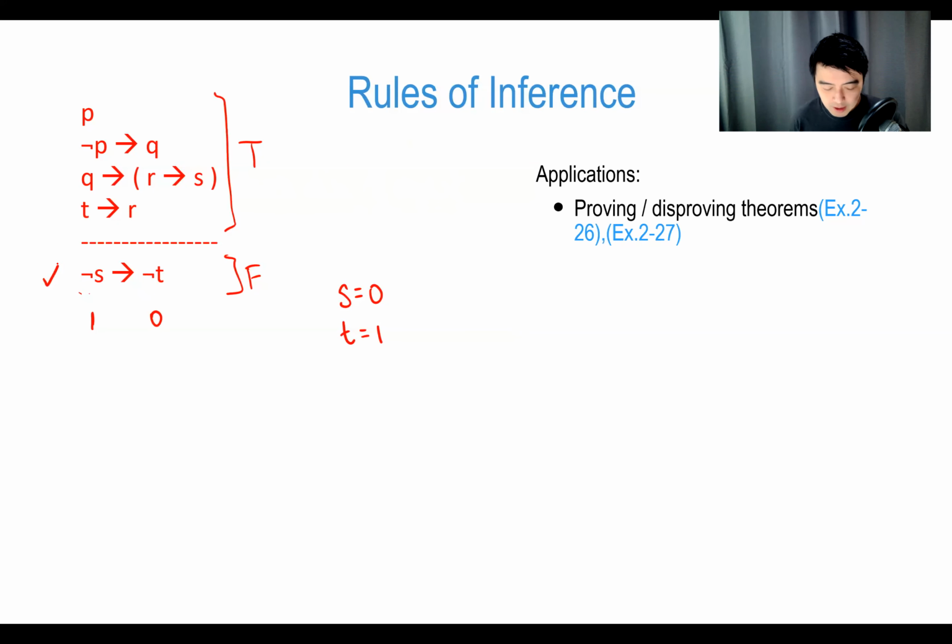Okay, so I'm going to put a check mark there. Good. Now let's go all the way up to the top. So now I have to make all of these 4 statements up here true. So let's start with P. That's the easy one. How do I make P true? Well, I need to assign P to be equal to 1.